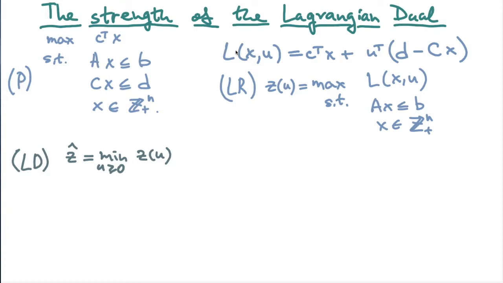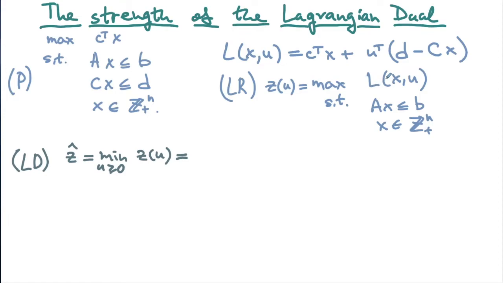The Lagrangian for this problem is given by dualizing these complicating constraints and introducing the dual variables u. The Lagrangian relaxation is given by the maximum of the Lagrangian over the easy constraints and the integrality. And then the Lagrangian dual is minimize z of u over u being non-negative. So let's look at the Lagrangian dual in detail and see what form it has. We are going to spell out the expression for z of u.